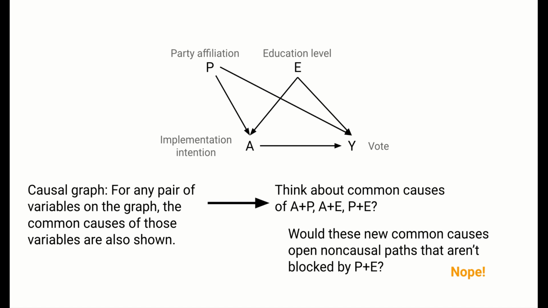So verify for yourself that the answer to this question is no. The addition of those common causes would increase the complexity of our graph without gain. P and E already suffice to block these paths.